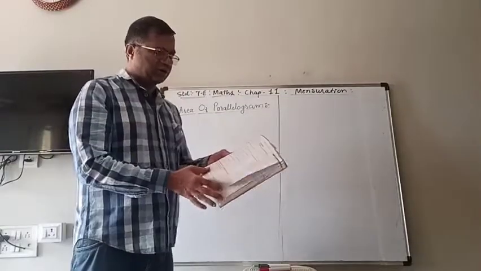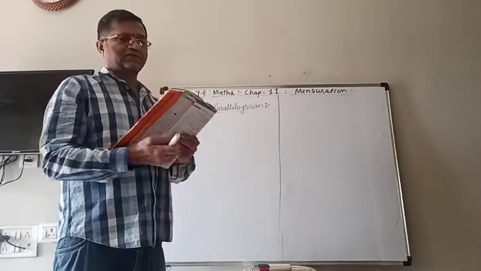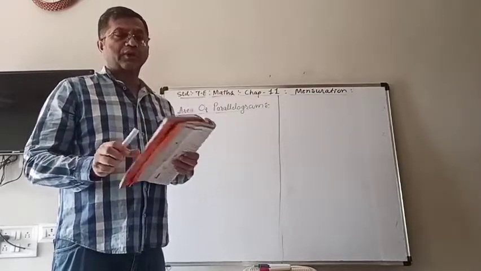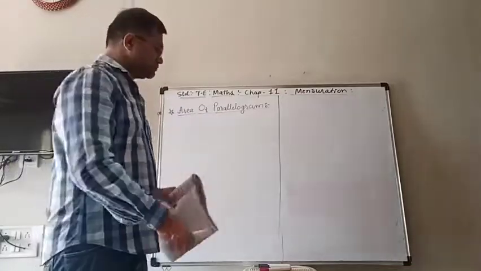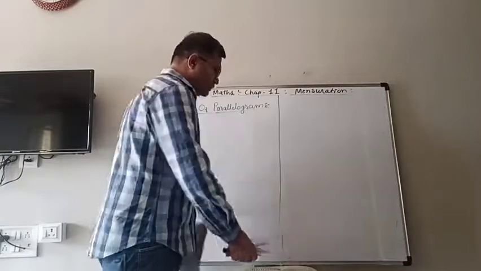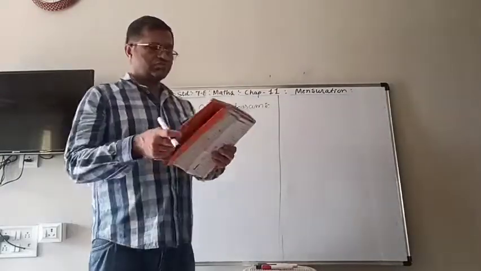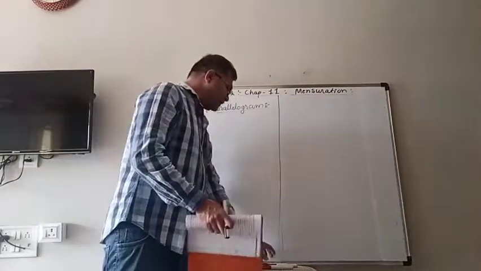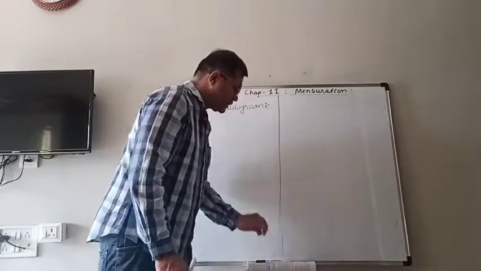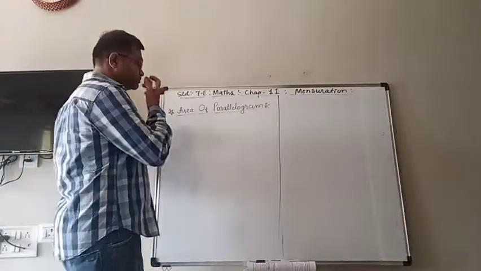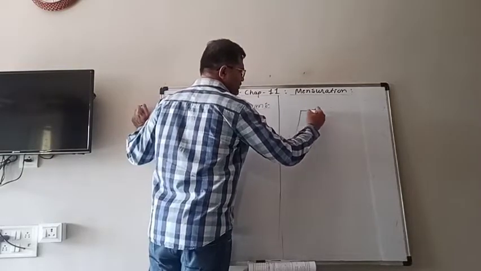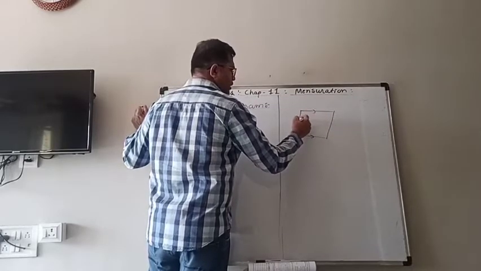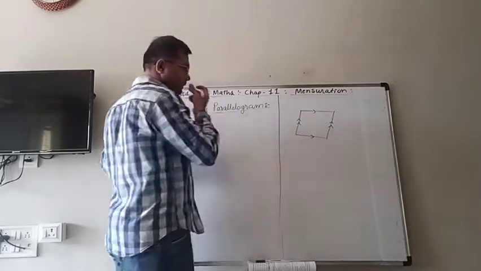Similarly, if any parts of the rectangles are done, then the total area will be the same again for each polygon, and that is not very important. So we are not wasting time on it and going to a new thing, that is the area of a parallelogram. We know what a parallelogram is. A parallelogram is a quadrilateral in which both pairs of opposite sides are parallel.